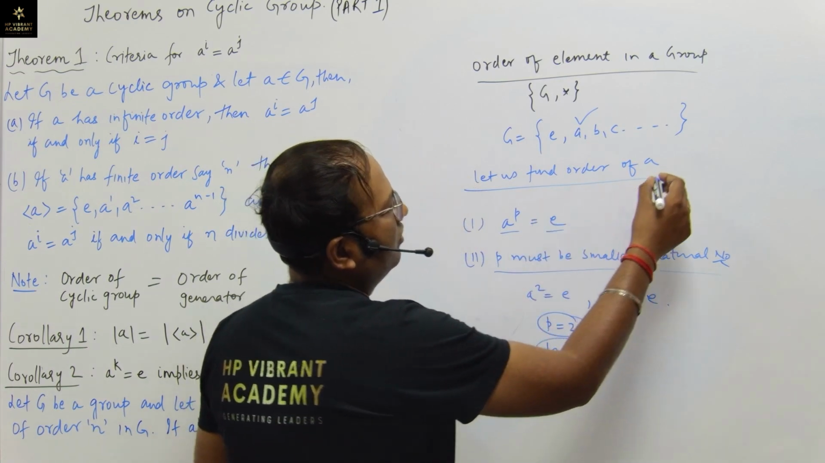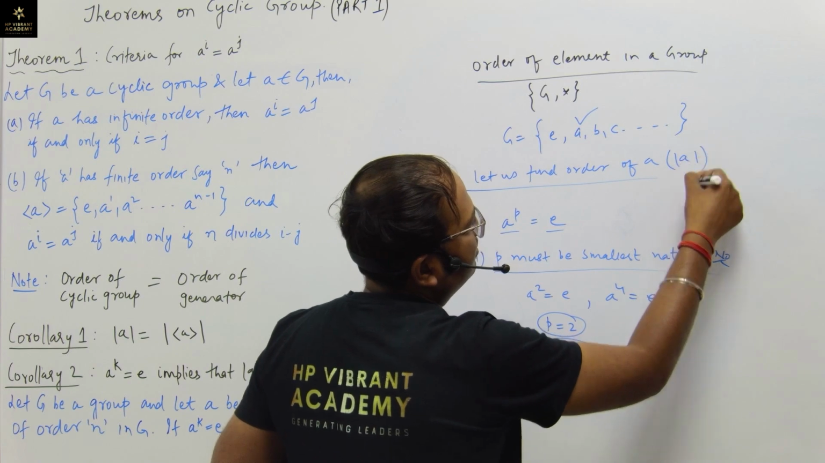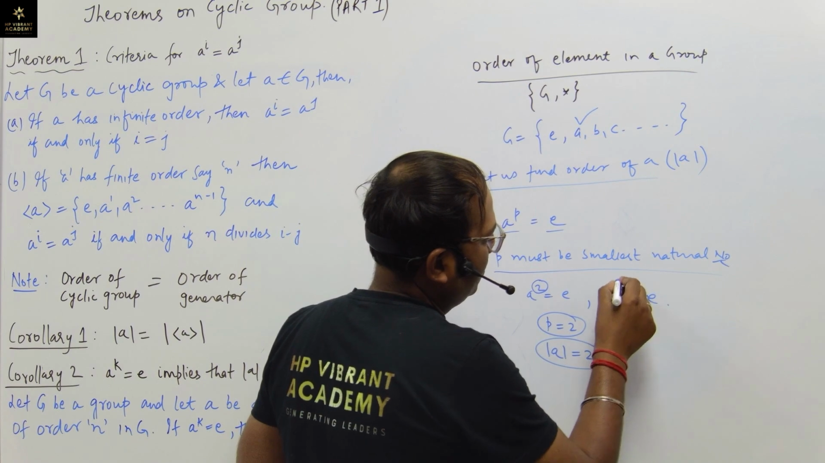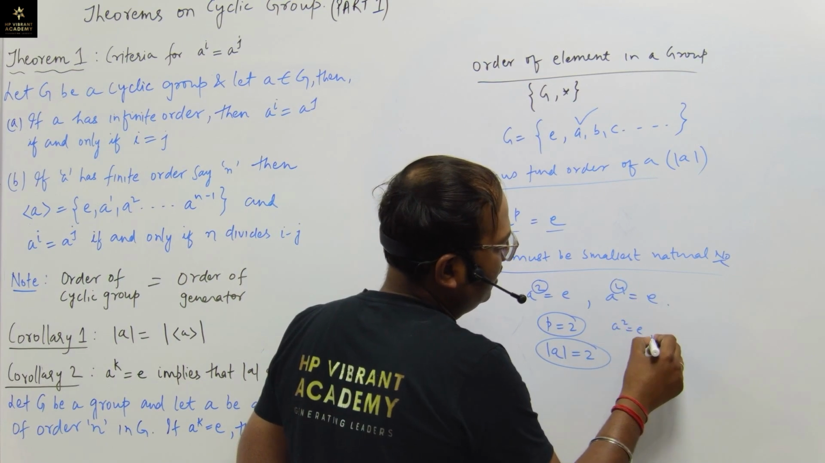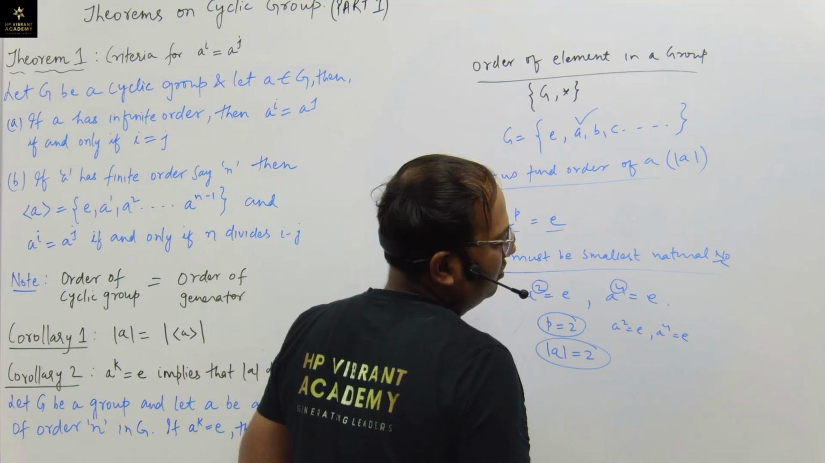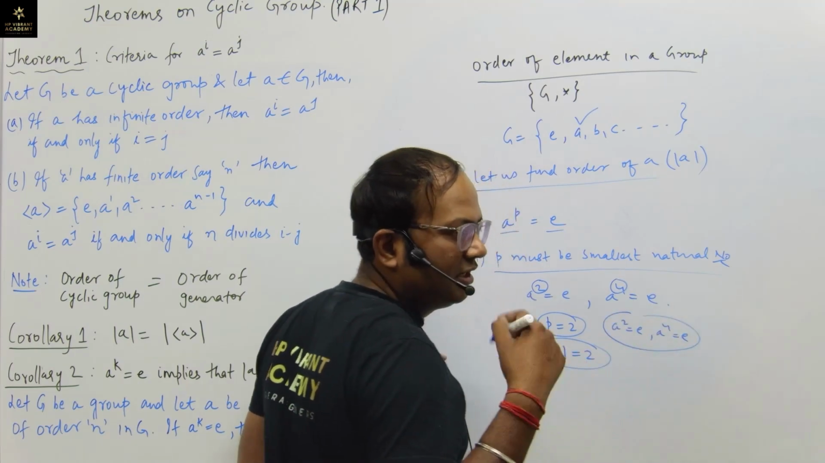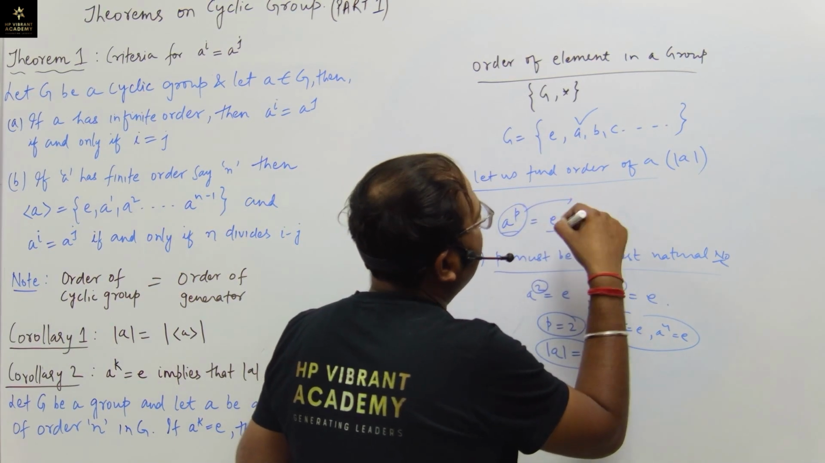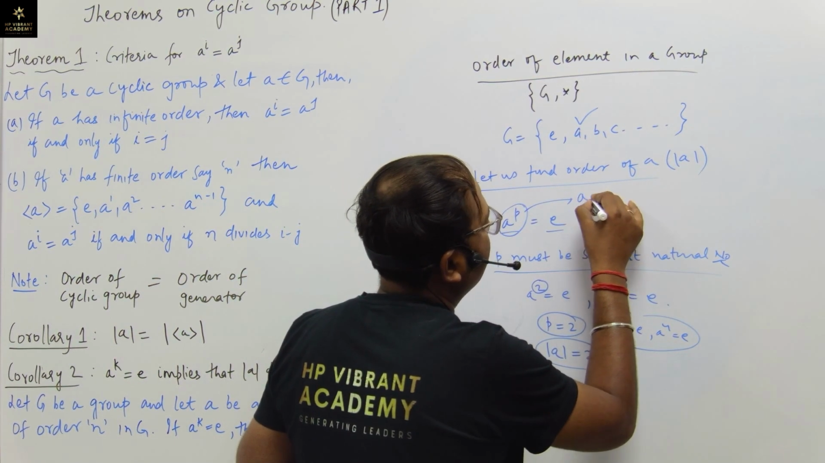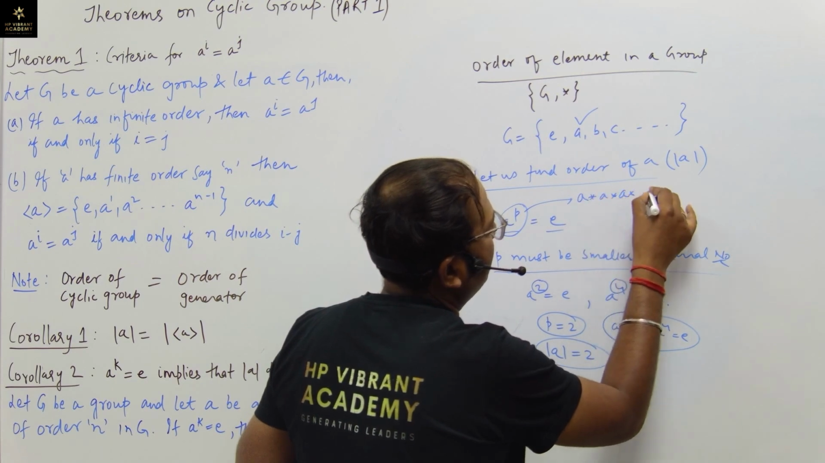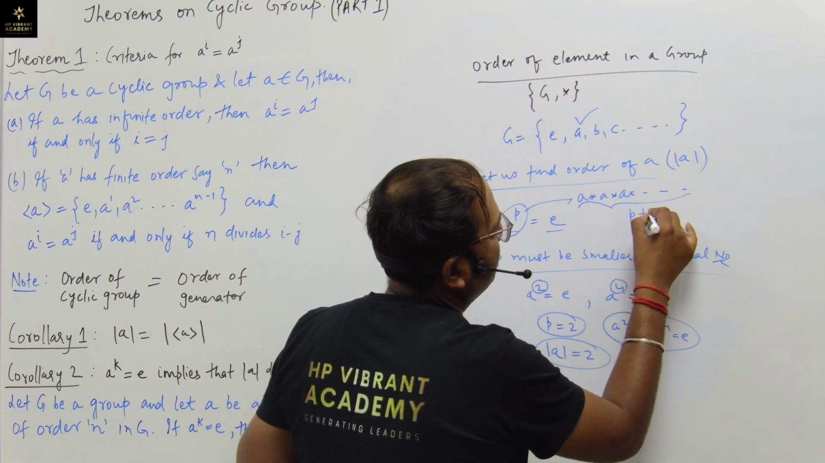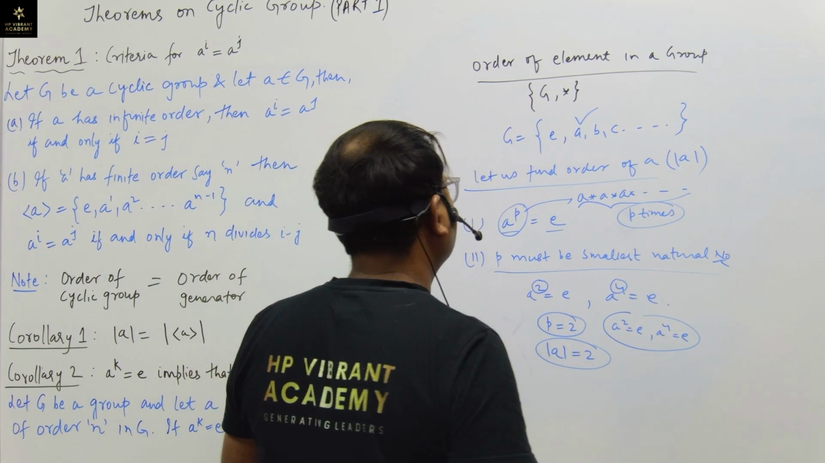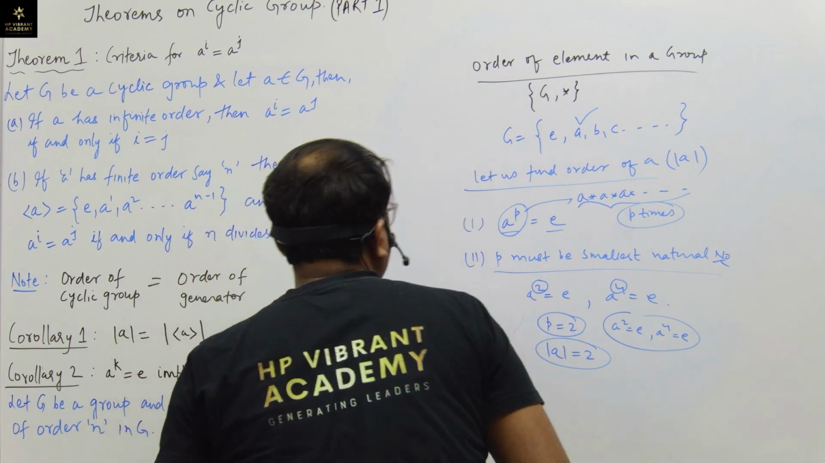So order of a is equal to 2 because 2 is the smallest natural number, because a square is also e and a to the power 4 is also e. Both are resulting in the identity element. So a to the power p is nothing but p times operation on element a: a star a star a star, like this, applied p times. So this is the concept of order of an element. Let us discuss this with an example.